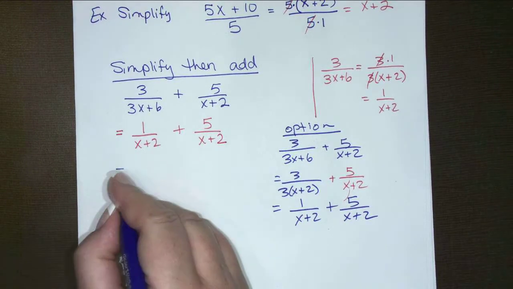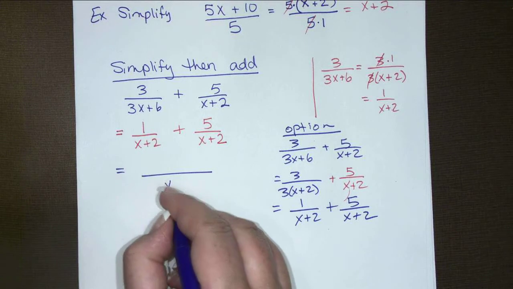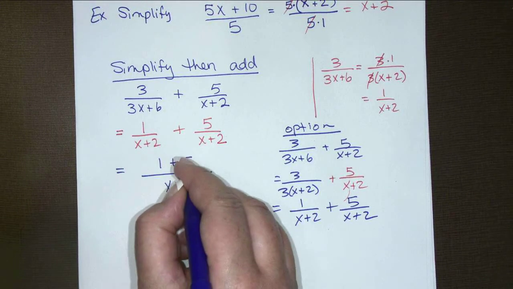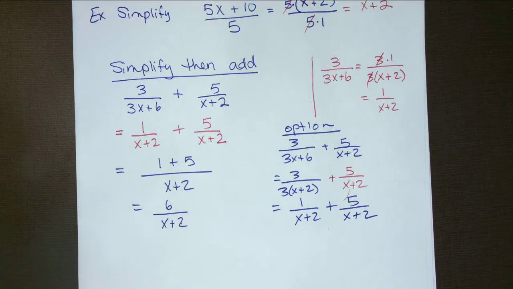Okay, so in this case, when we simplified, we actually had a common denominator, x plus 2. Nothing else simplifies. So there's not a 2 with each part. And that would be the answer.